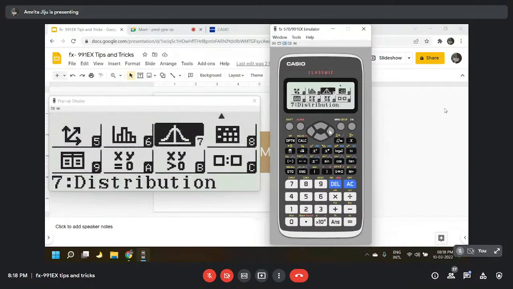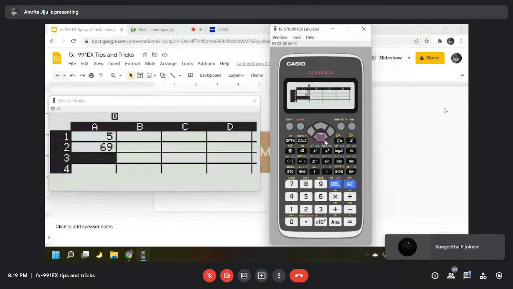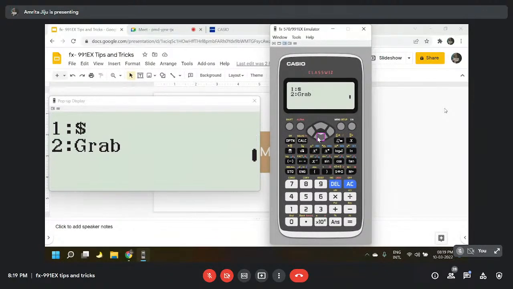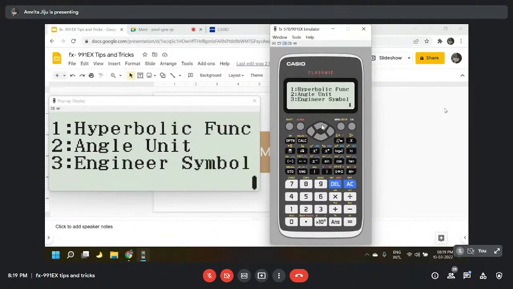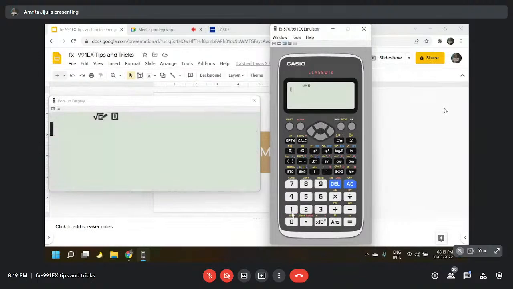Now we have the spreadsheet. The spreadsheet is basically the spreadsheet that we see in Excel itself. You can input values, maybe 69. You can actually do summations, etc. in this particular spreadsheet. You can go to options to find fill formula, value, cell space, free space, cut, copy, paste, delete, or recalculate. The same method that we use in normal spreadsheets or Google Sheets, you can do all the functions in that calculator. So yeah, that's almost all the things. I think I have covered the entire thing.